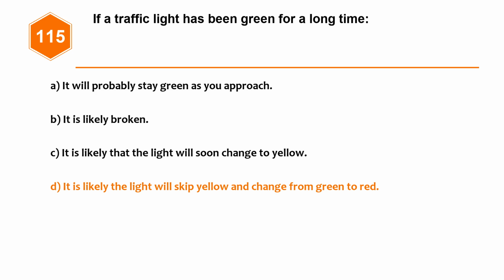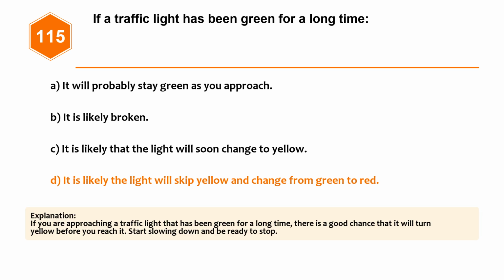The correct answer is option D. It is likely the light will skip yellow and change from green to red. Explanation. If you are approaching a traffic light that has been green for a long time, there is a good chance that it will turn yellow before you reach it. Start slowing down and be ready to stop.